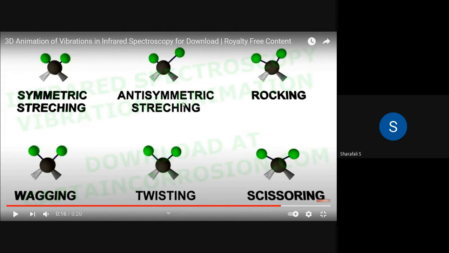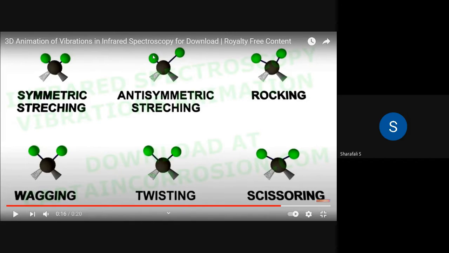But when you consider anti-symmetric vibrations, one particular atom is stretching, going away from the central atom, while the second atom is coming towards that central atom, which is compression. So in this case, the two modes are different. One is stretching, one is compressing. This bond is stretching, this bond is compressing. Such kind of stretching is called anti-symmetric stretching. One particular bond is stretching, the other bond is compressing.